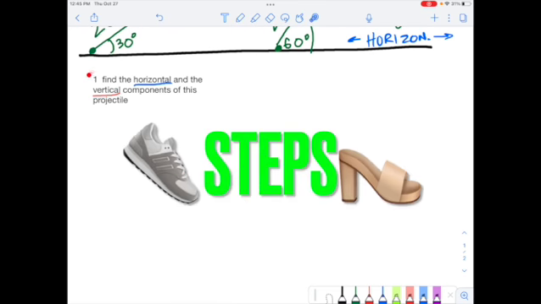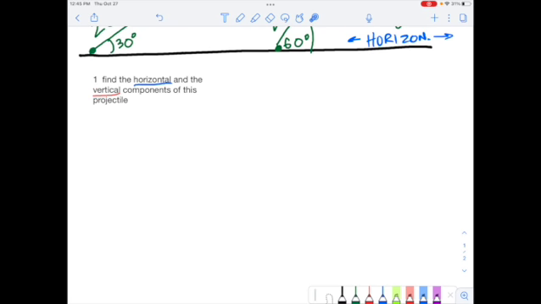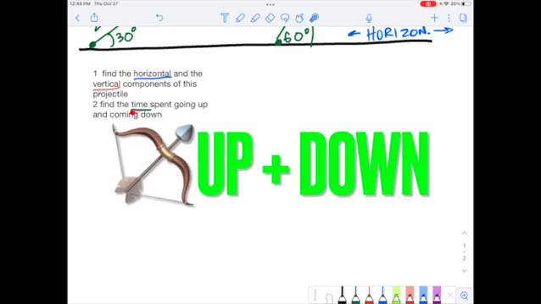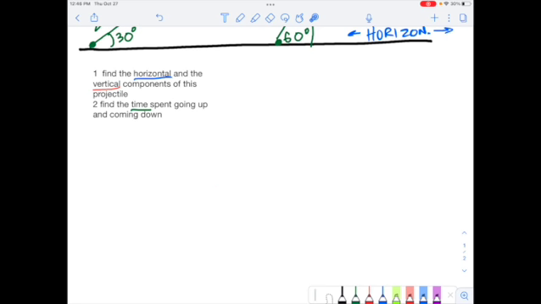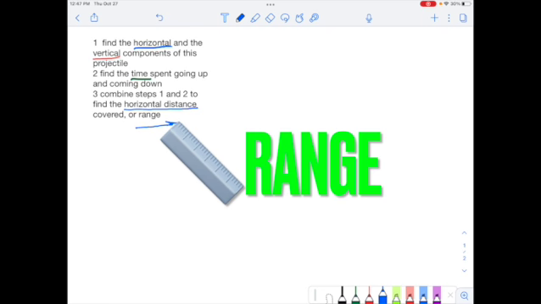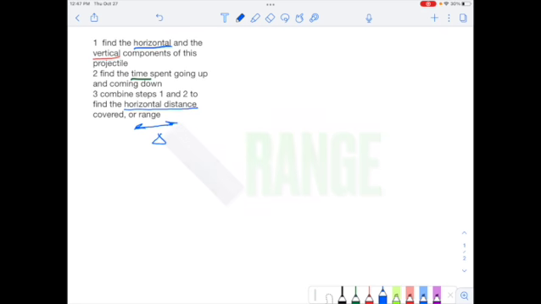Step one, we're going to find the horizontal and the vertical components of this projectile, of both projectiles. Next, we're going to find the time spent going up and coming down. And finally, we'll combine steps 1 and 2 to find this horizontal distance, or what we call the range.